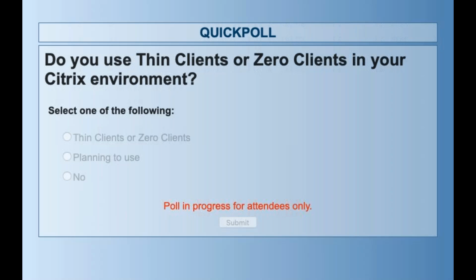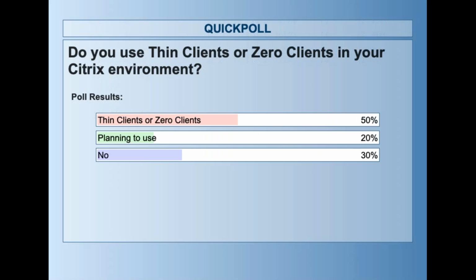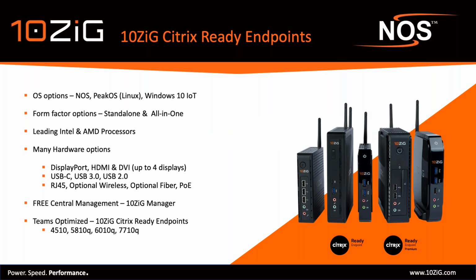All right, there you go. How's it looking? It's looking like, well, it was shifting. So 50% still thin clients or zero clients, and it's kind of split between planning and no. Okay. So I'll close it out now. It keeps shifting, but okay, I think I'm good. Now we've got straight even numbers. There you go. Good. Yeah, that's good. Okay. So again, let's see if we can convince that 20% and even the 30% with either planning to use or no.